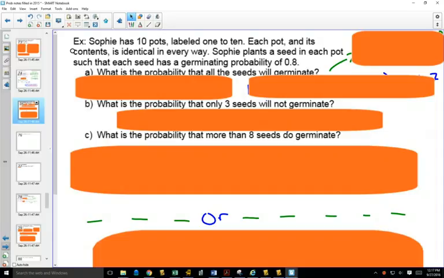So I'd like you to read through this problem. I'd like you to try and set up what you would put into your formula, what you would put into your calculator. Give you a couple minutes head start on it.